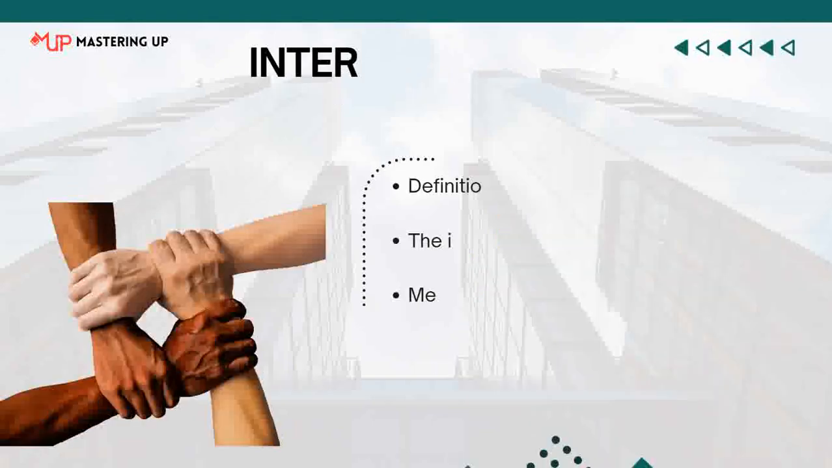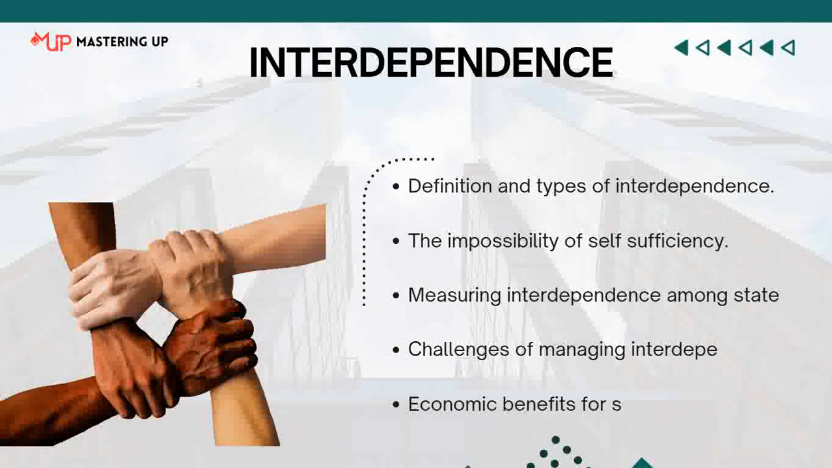Having talked about globalization, we move to the next slide, which is interdependence as a core concept of international relations. So generally, interdependence refers to the mutual reliance of states on each other for economic, political, and even security benefits. It is the awareness of states that there is a necessity to mutually depend on one another for economic and security purposes.